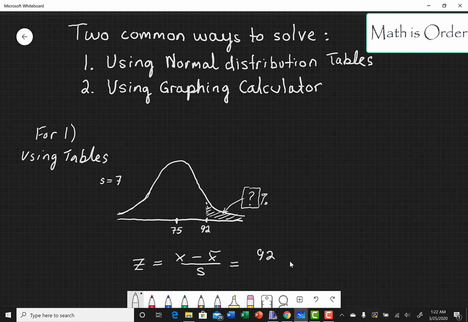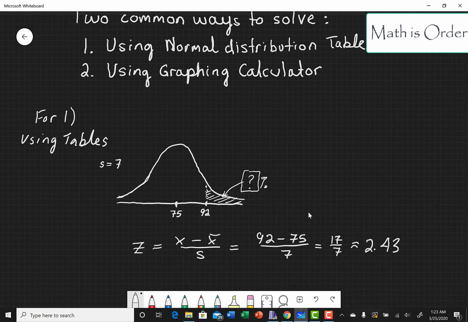92 minus 75 over 7, which gives us 17 over 7, which is approximately 2.43.